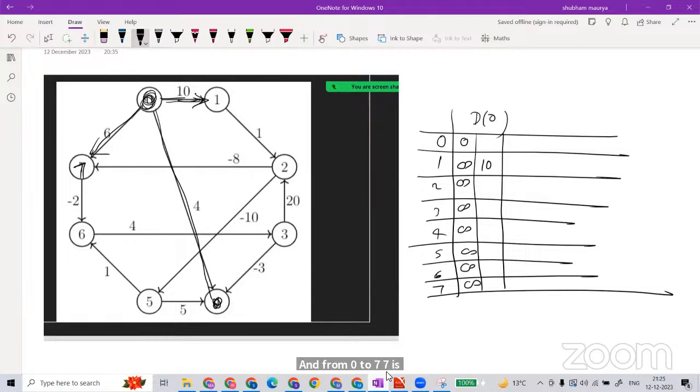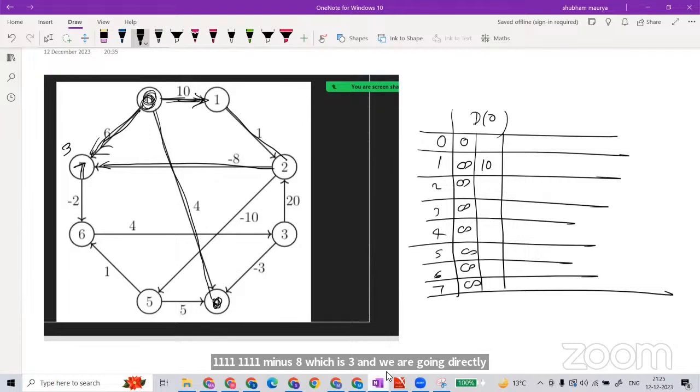It is directly given as 6, but there is another route. If you go 0 to 1 and then 1 to here, 2, and then here, count the weight now: 10 plus 1 is 11, 11 minus 8 is 3. And if you are going directly, then it is 6. So 7 is actually the updated one. We'll write here 3, the minimum value.